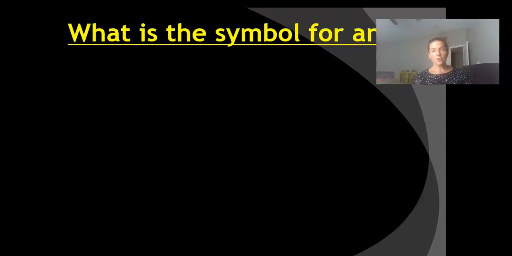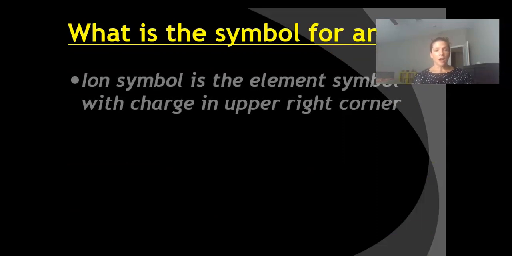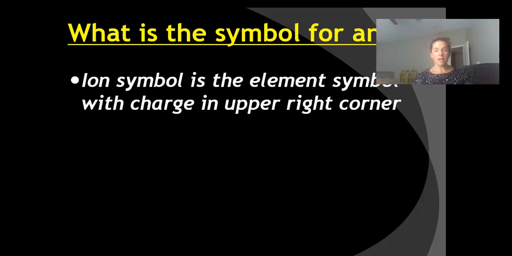How do we write the symbol for an ion? All right, so the ion symbol is going to be the element symbol, which is easy, right? It's your magnesium, Mg, carbon, C. And then you're going to put the charge in the upper right-hand corner. So whoever's winning that war, if it's protons, make sure you note that it's a positive charge. And then how many are the protons winning by? If it's 2, then you would put +2.